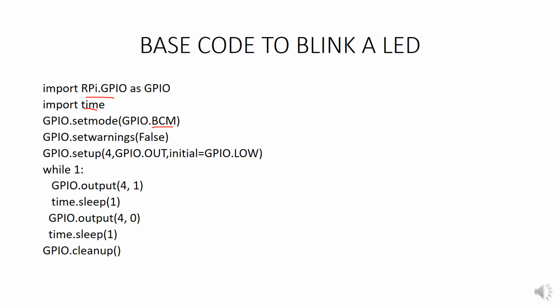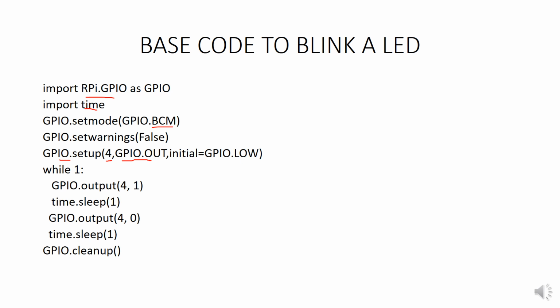Then we have set warnings to false. Then this is the important part, I am setting my port. The port I am going to use here is 4. So this port I am setting as an output port. For that I am using GPIO.OUT. Initially I want the LED to be turned off, so I am giving initial GPIO low.